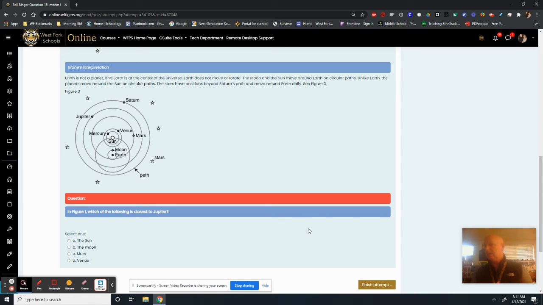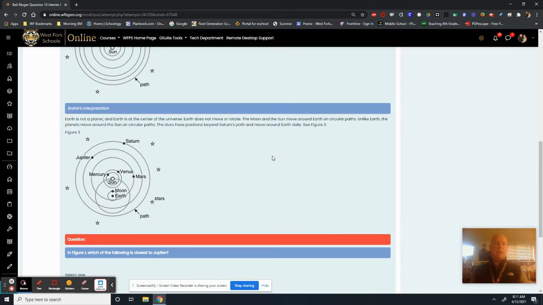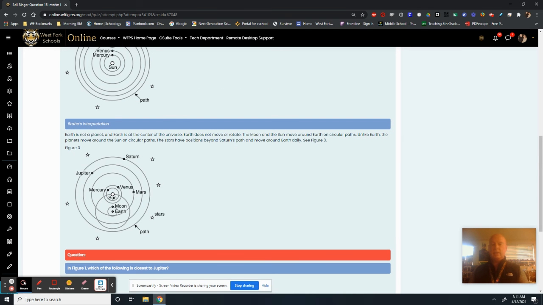So first thing, Braxton, which figure do I need to look at? So do I need to look at Tycho Brahe? That's this guy right here. Do I need to look at his? No, this is figure 3. Do I need to look at Copernicus's? This is figure 2. So which one are we looking at? We're looking at the first one.